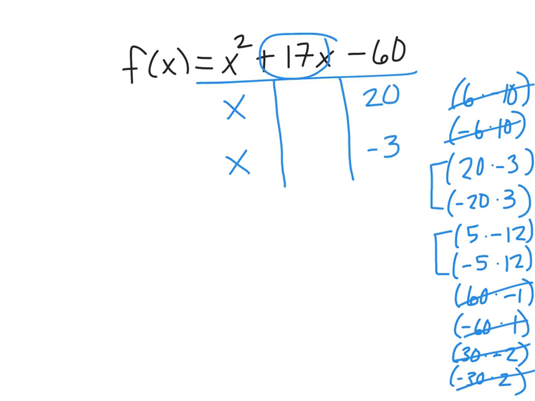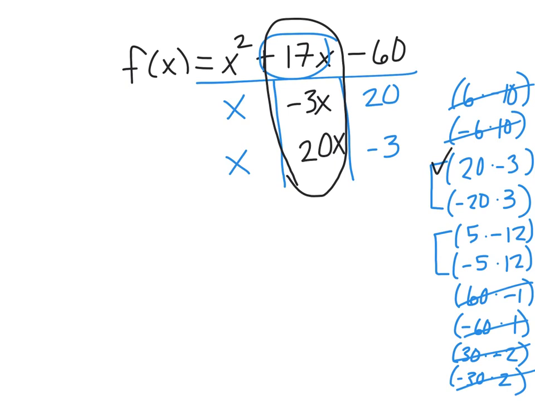Okay? I'm going to cross multiply. I get negative 3 times x gives you negative 3x. And 20 times x gives you 20x. And notice how negative 3x plus 20x gives you 17x. It does work. So we got lucky. We got it right in the first try.